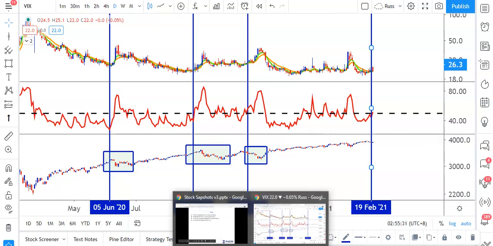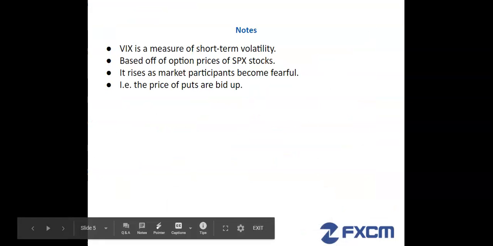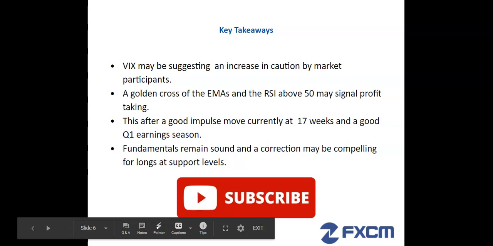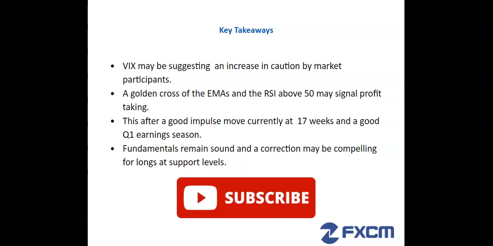Let's just end with some key takeaways. The VIX may be suggesting that there is an increase in caution by market participants. A golden cross of the EMAs and the RSI above 50 may signal profit taking.